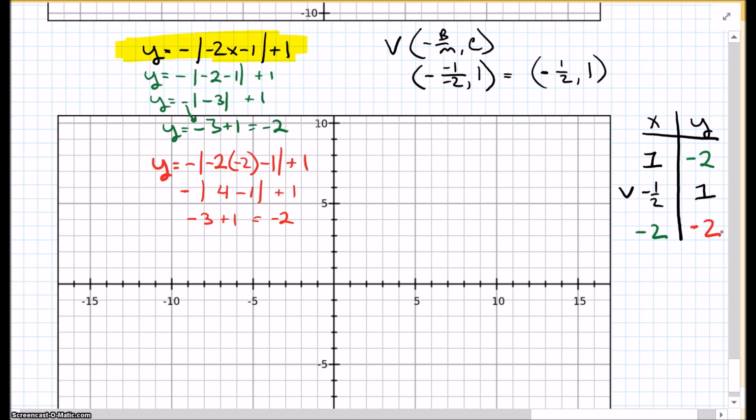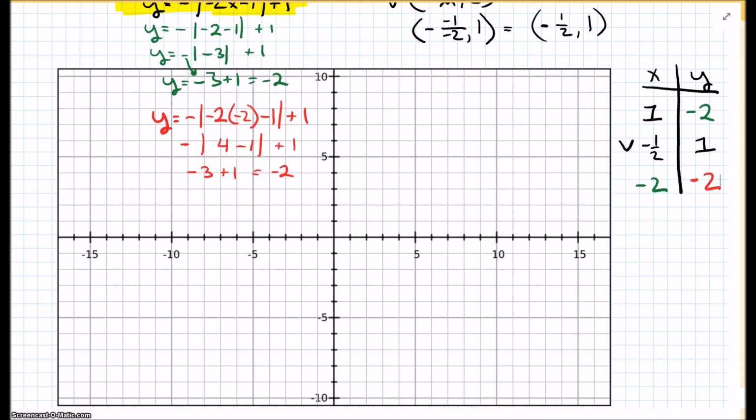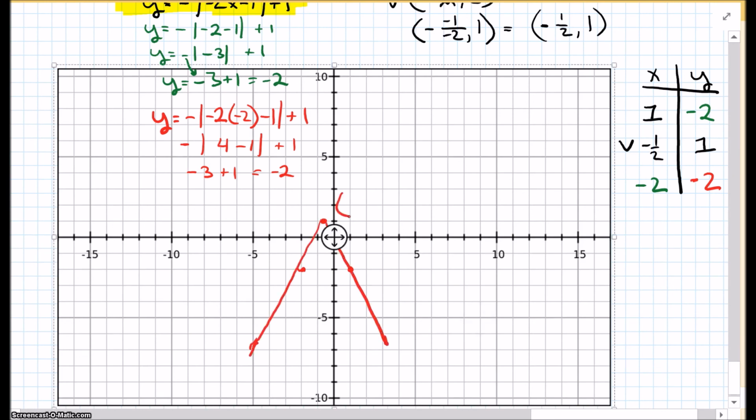We got 3 points. So let's graph or plot the 3 points. The vertex is at negative 1/2, 1. So there's our vertex. 1 point is at 1 comma negative 2, so move 1 down negative 2. The other one is negative 2, negative 2, so move 2 down 2. And there we go. Get your straight edge out and draw your graph. So I have a vertex at negative 1/2, 1.